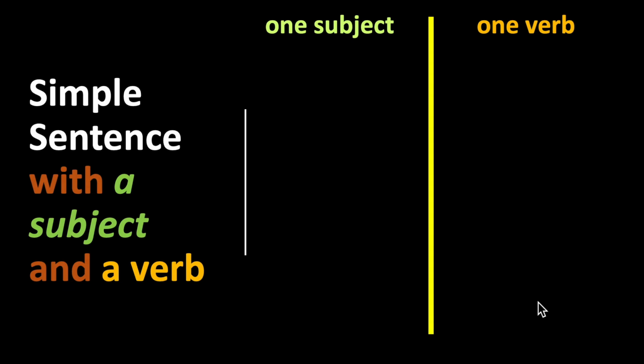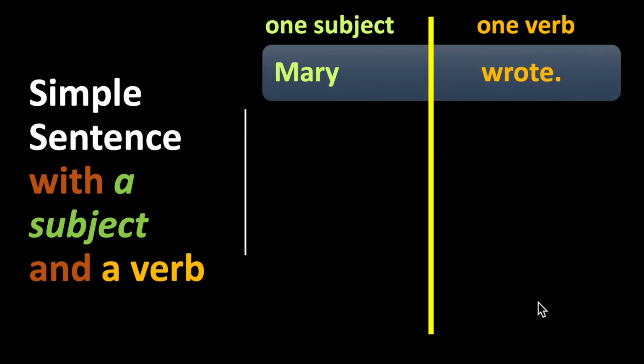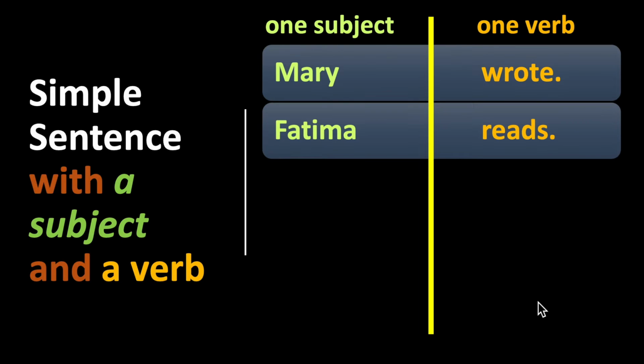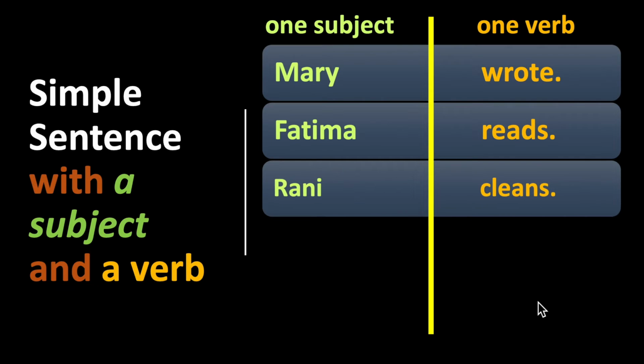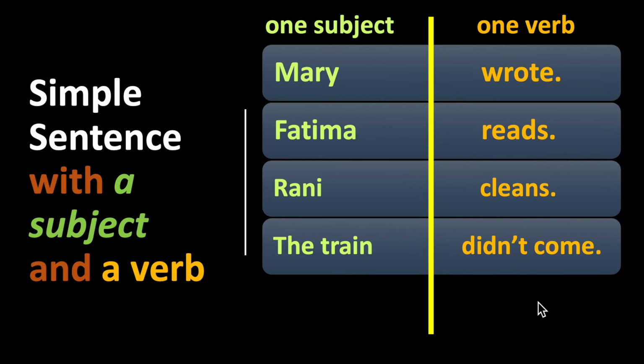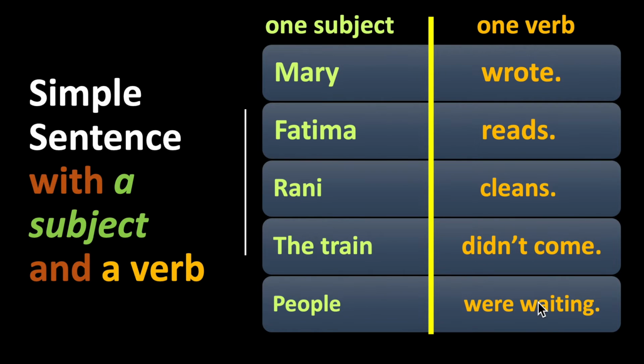Here we are going to discuss a simple sentence with a subject and a verb. Look at this example. Mary wrote. We have one subject and one verb. This is the best example of a simple sentence. Likewise, we have more examples. Fatma reads. One subject, one verb. Rani cleans. The train didn't come. People were waiting. What we notice is that in all these examples, we have one subject and one verb. So a simple sentence can be written with a subject and a verb. Let's move to the next.